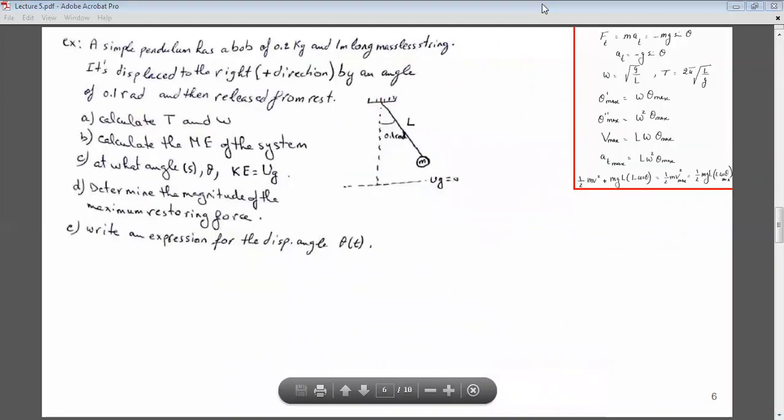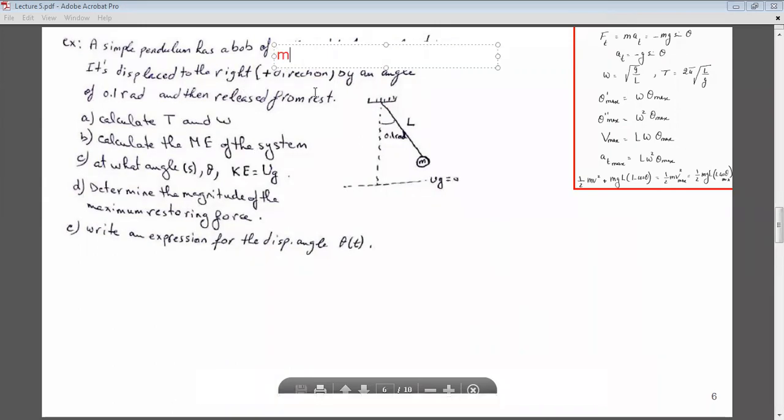So I have a simple pendulum that has a bob of mass 0.2 kilograms. So I have mass equals 0.2 kilograms. Let me write this down. So this is the mass. And a 1 meter long massless string. So this is my L. It is displaced to the right by an angle of 0.1 radian and then released from rest.